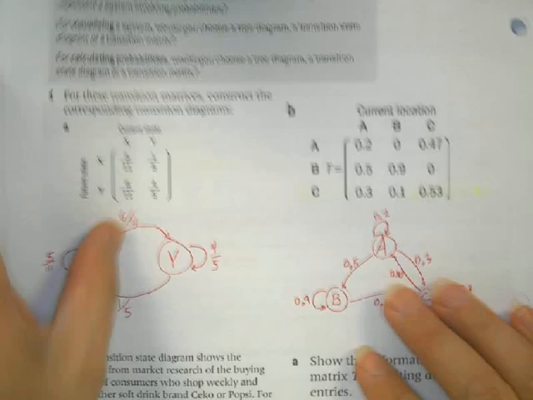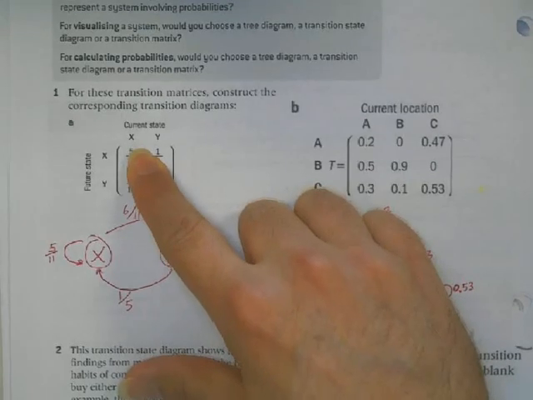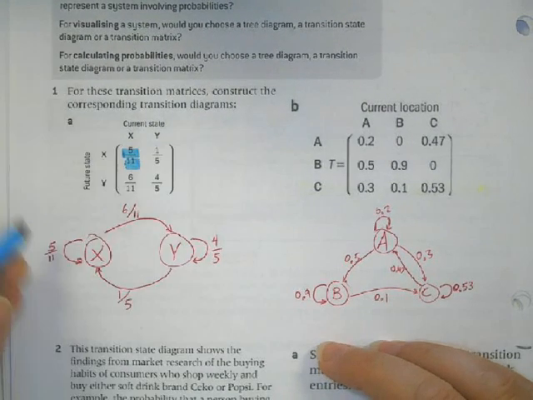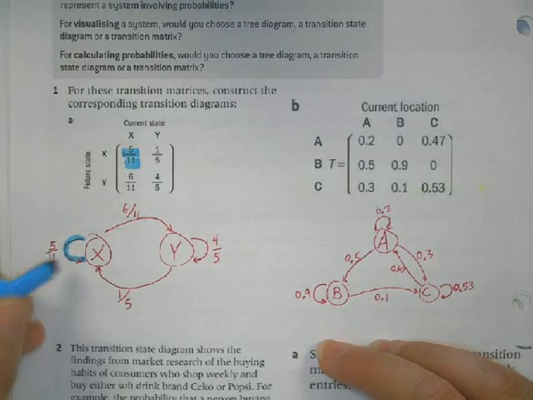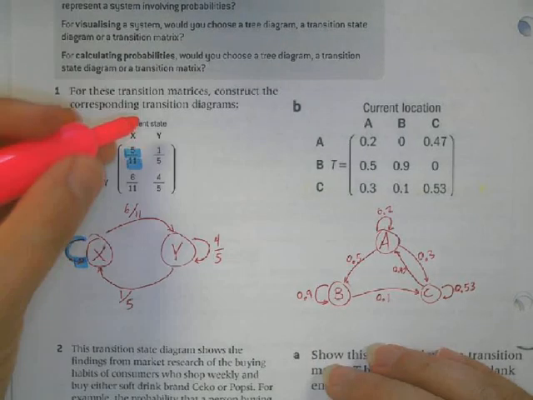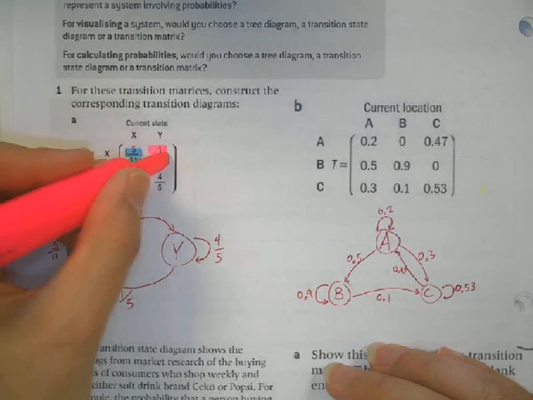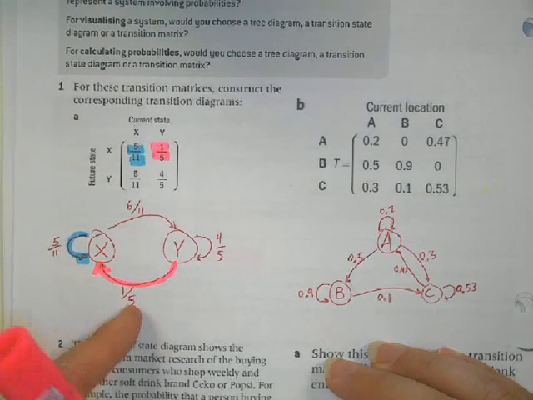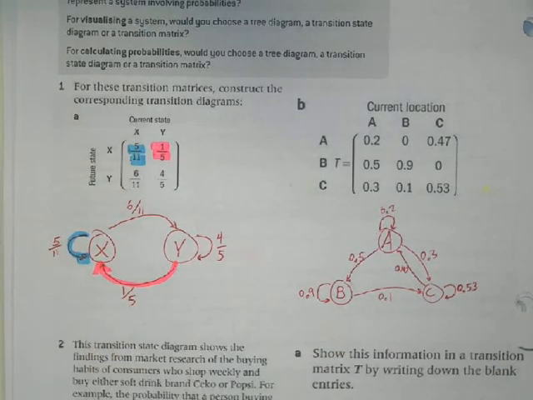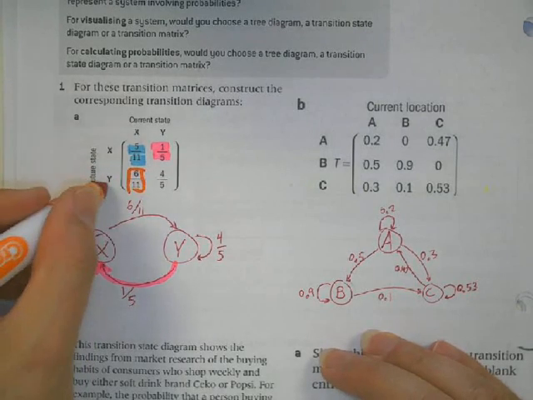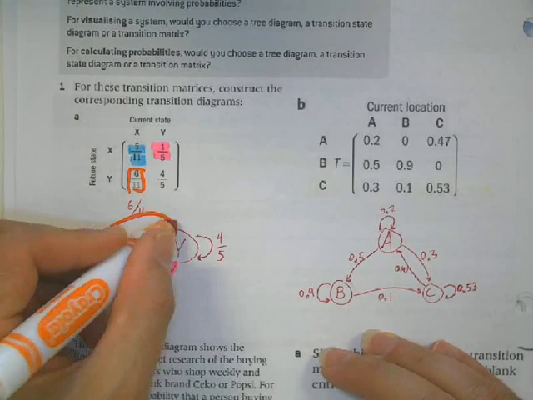If we're starting off at state X and ending up at state X, I'm going to do a loop, and that's going to be 5/11. If I'm starting off at state Y and ending at state X, so we're starting off at Y and headed towards X, that's going to be 1/5. If I'm starting off at state X and going to state Y, I'm going to go from here, and now I'm going to end up at Y.